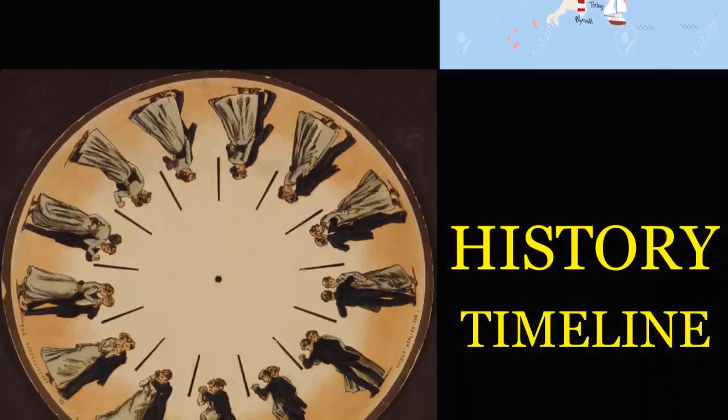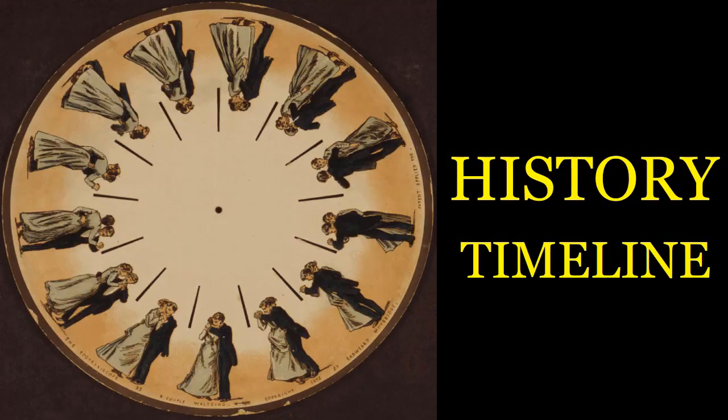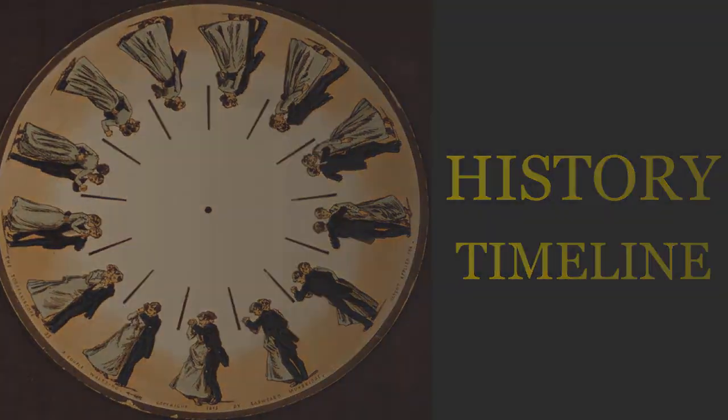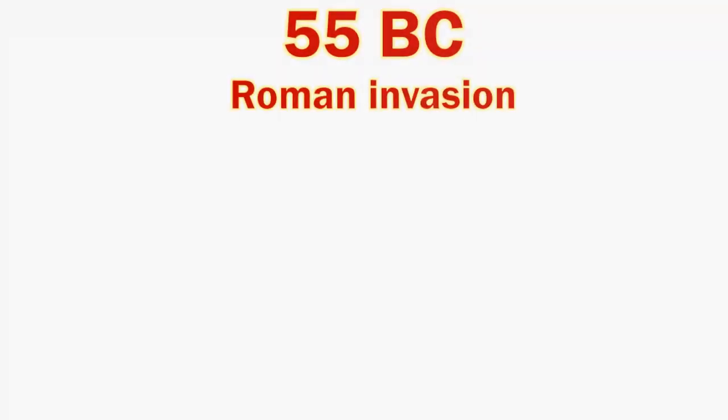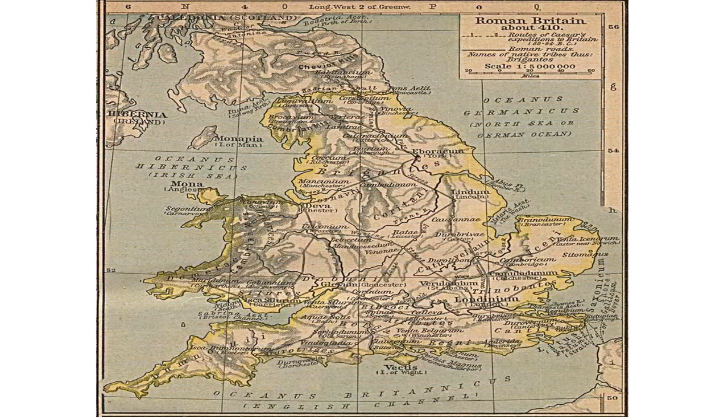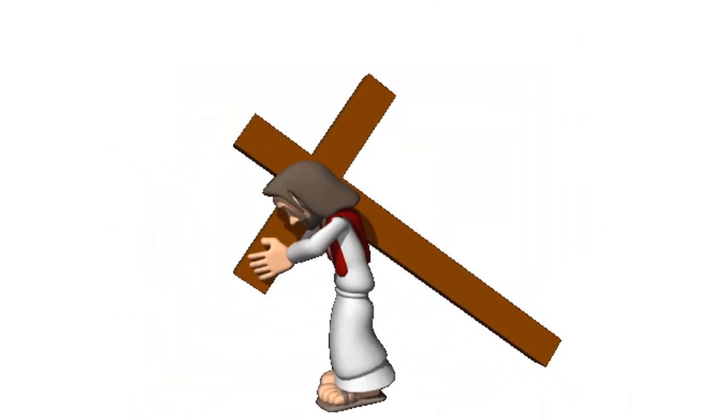Now let's go through the history timeline of the Old English period. Begin in 55 before Christ. It was the time for the Roman invasion. The important thing that happened during this period was that Romans brought Christianity to Britain, in the context of Christian worship being tolerated within the Roman Empire.